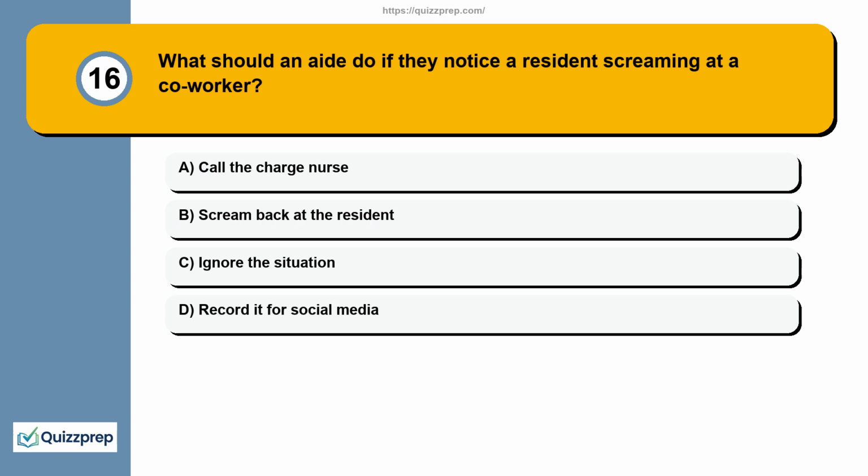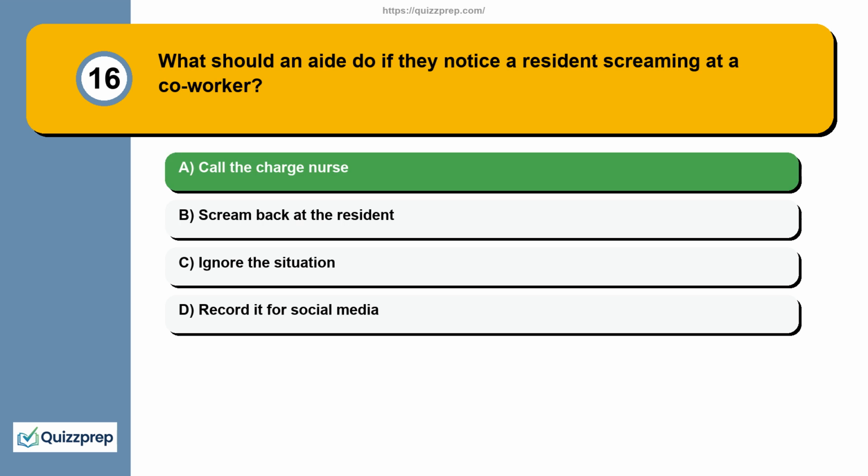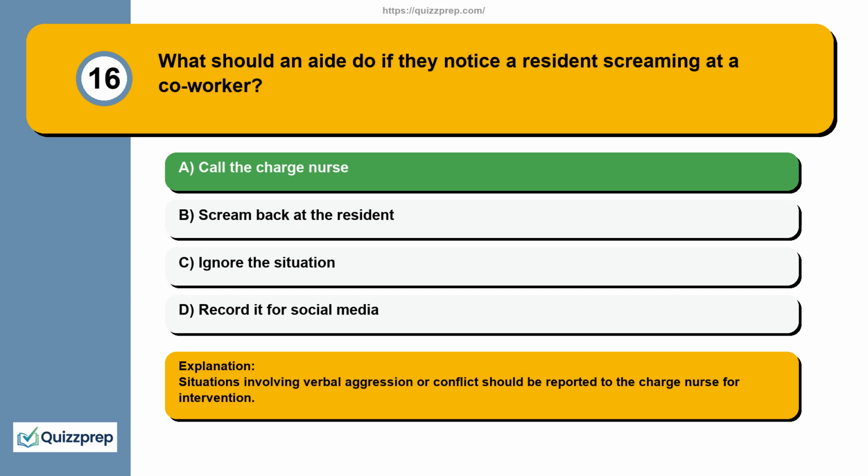Question 16. What should an aide do if they notice a resident screaming at a coworker? Call the charge nurse. Scream back at the resident. Ignore the situation. Record it for social media. Situations involving verbal aggression or conflict should be reported to the charge nurse for intervention.